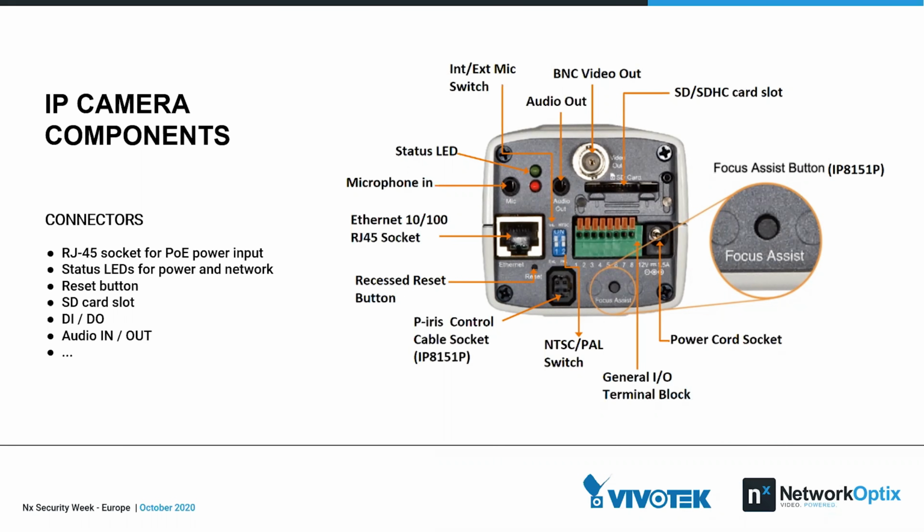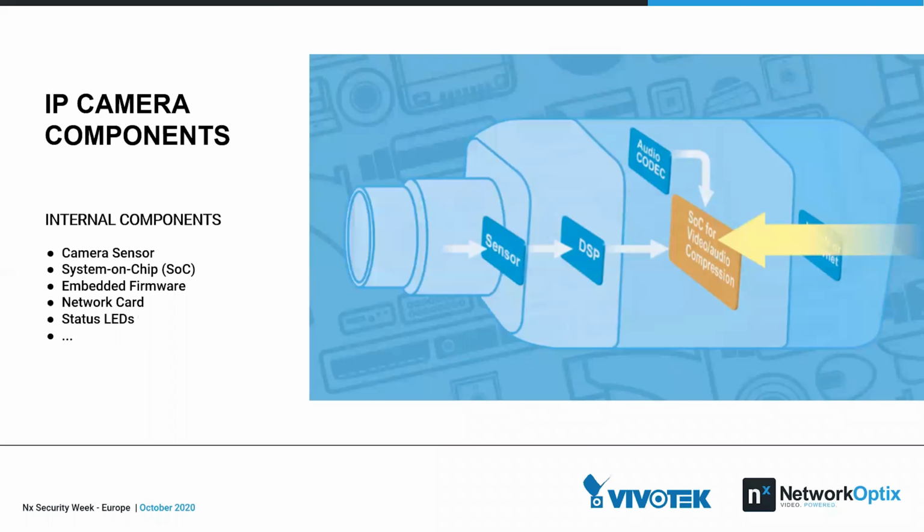And you can also have an SD card slot if you want to record directly in the camera, or the IO to interconnect the camera with other devices in the network, a door, an access control, etc. And also, of course, audio in-out if you want to connect a speaker or an external microphone, as mentioned previously. But you can have a lot more, like RS485, etc. It depends on the camera. And the last part is the internal components of the camera.